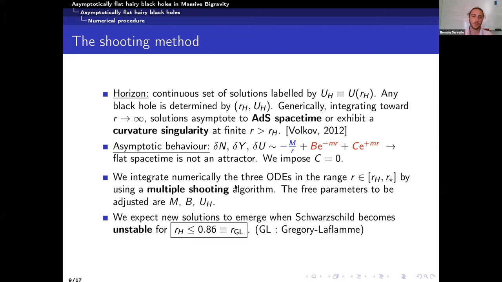So finally, we numerically integrate the equations in the finite range R_H to R star by using a multiple shooting algorithm, and our three parameters to be adjusted are the mass m, the integration constant b, and the value of U_H. We expect, of course, new solutions to emerge when Schwarzschild becomes unstable, which happens for R_H less than 0.86. And I will call this very important value R_GL, for Gregory-Laflamme, because the instability of Schwarzschild in massive bigravity has the same structure as the instability of the five-dimensional black string, which was considered by Gregory and Laflamme.